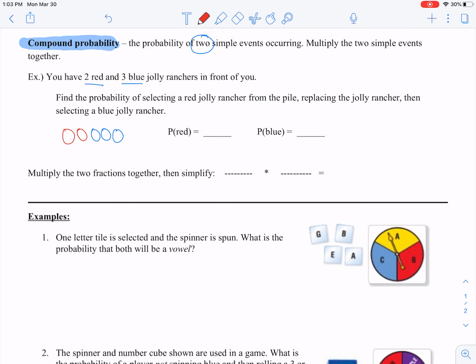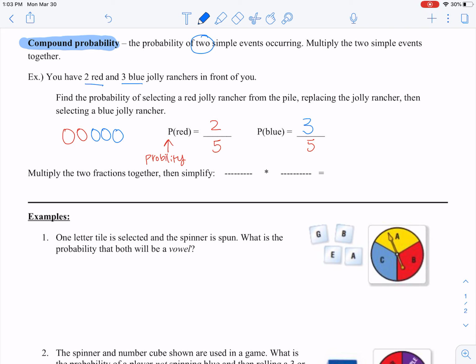So we're going to put that total on the bottom of the fraction for both. And that capital P stands for probability. It's asking you, what is the probability of picking out a red Jolly Rancher from the 5 Jolly Ranchers without looking? So the probability of getting a red Jolly Rancher would be 2 out of 5 because we have 2 red Jolly Ranchers out of the 5 total. Now the blue, we have 3 out of the 5, so the probability of picking out a blue Jolly Rancher would be 3 out of 5.